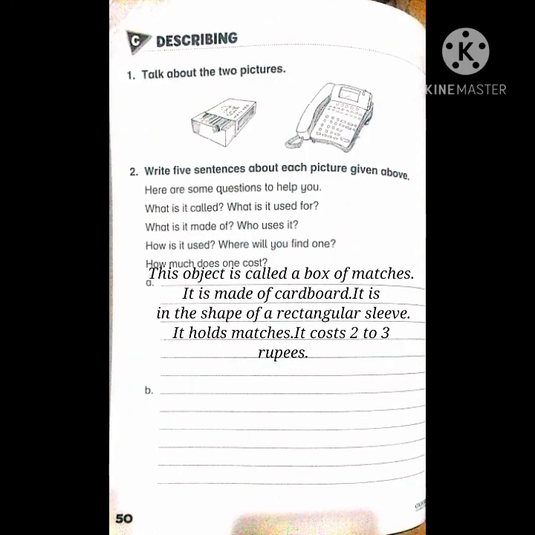Come towards page number 50, part C, describing. Number 1, talk about the two pictures. Here you can see two pictures. The first one is the picture of a matchbox and the second one is the picture of a telephone. Question number 2 is write 5 sentences about each picture given above. Here are some questions to help you. What is it called? What is it used for?